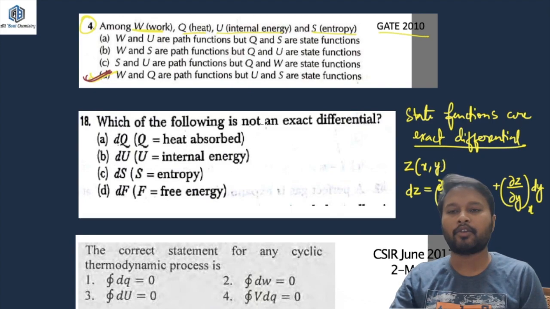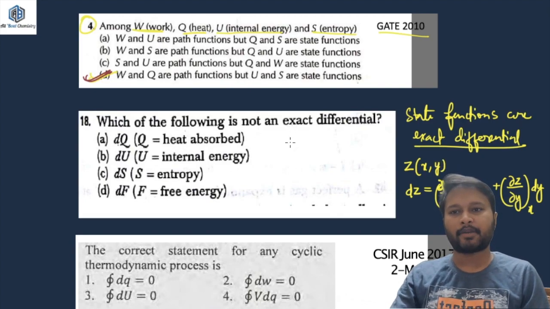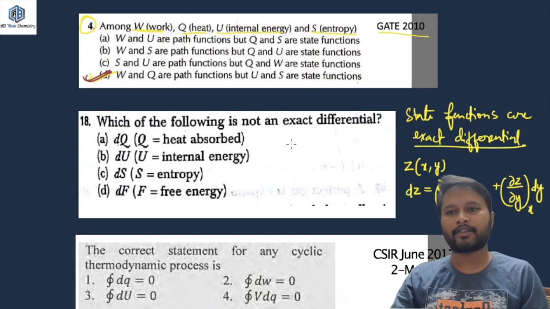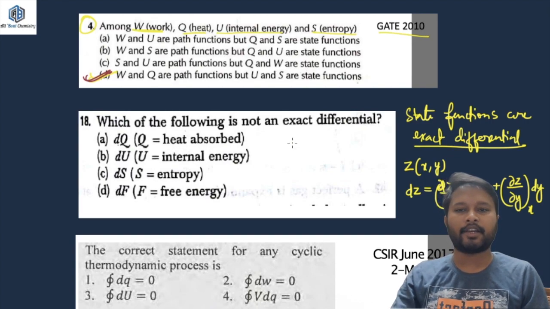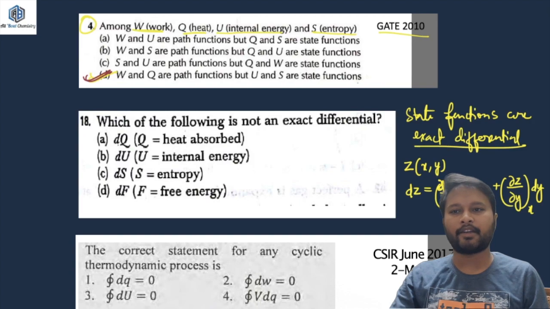It says which of the following is not an exact differential. That means you have to find out which of these is not a state function. Easily you can tell that the heat absorbed by the system is not a state function, so it will not be an exact differential.